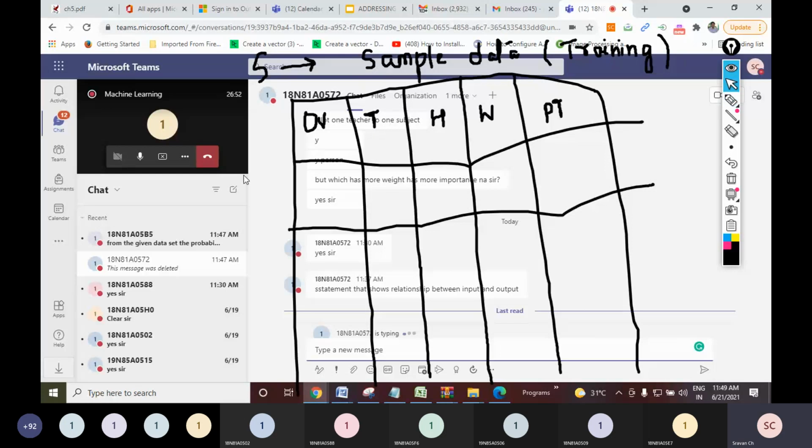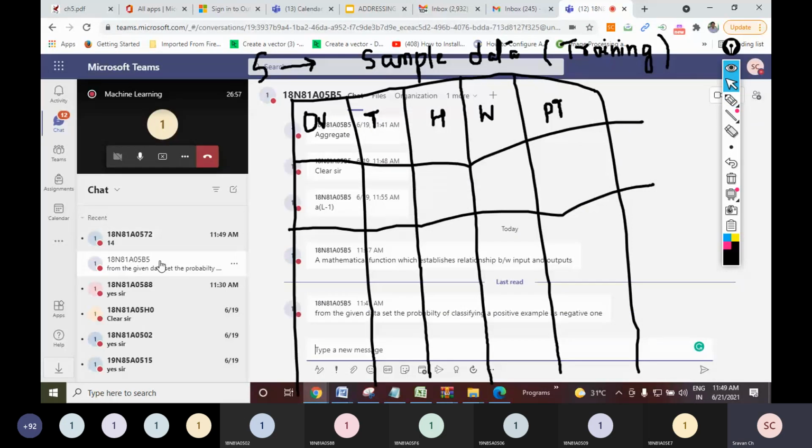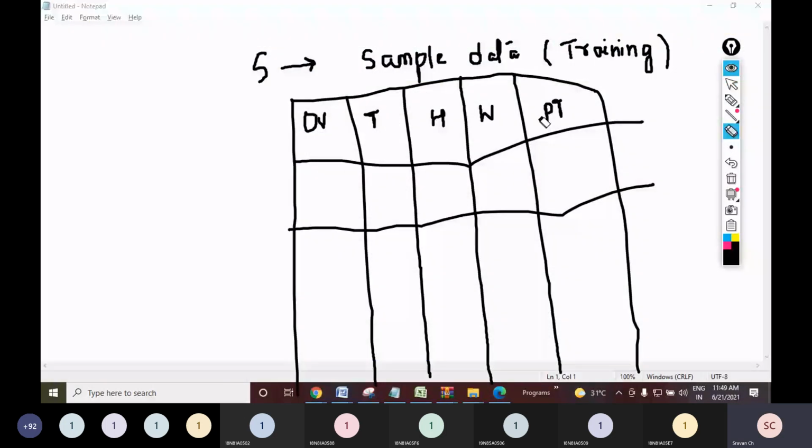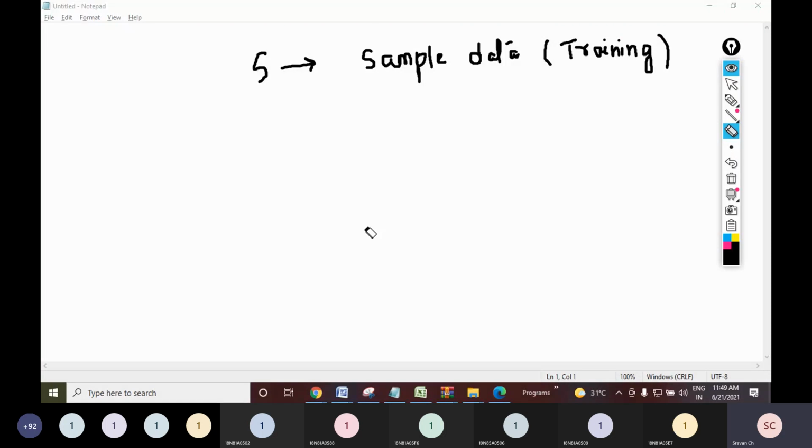14. Excellent. So there were 14 records in our training data. That data set which we have used is our training data. So 14 records, as you have rightly recollected, is my sample data or my training data. Capital S represents training data.